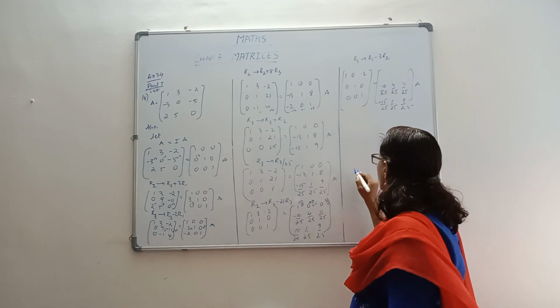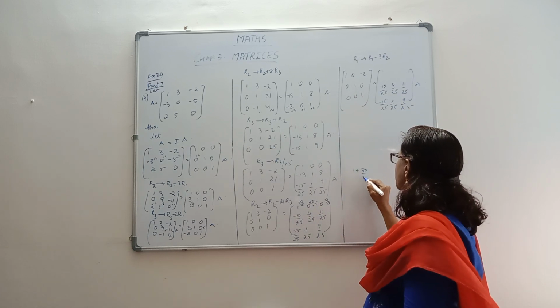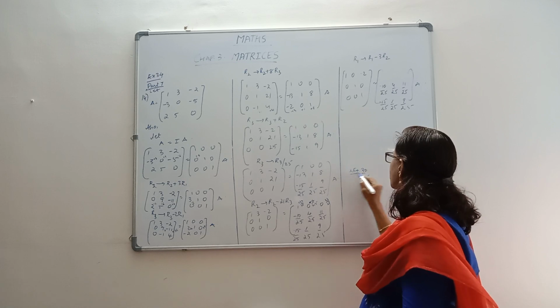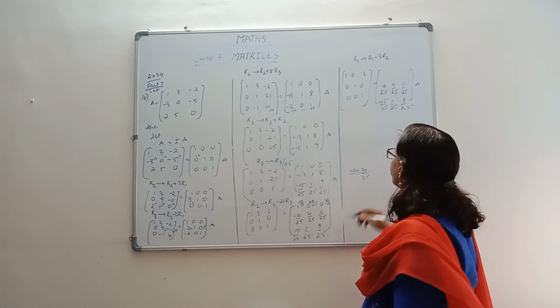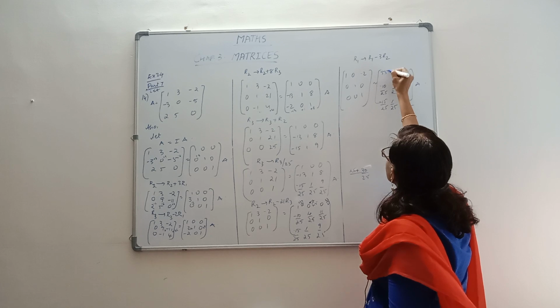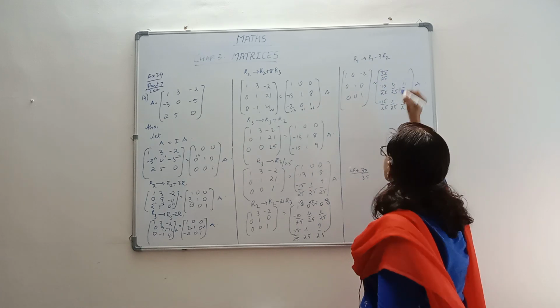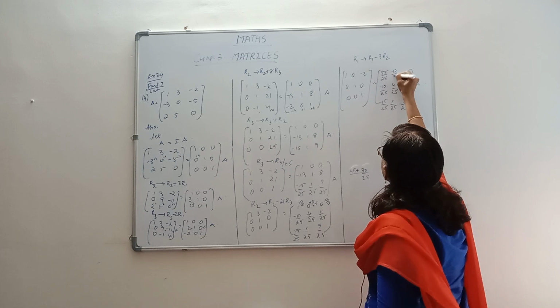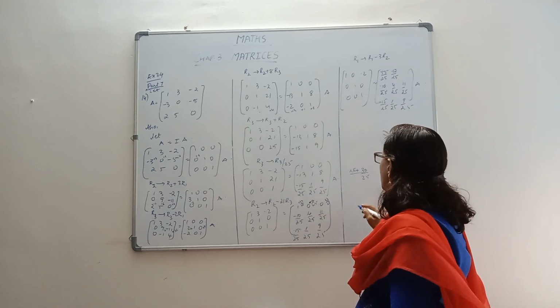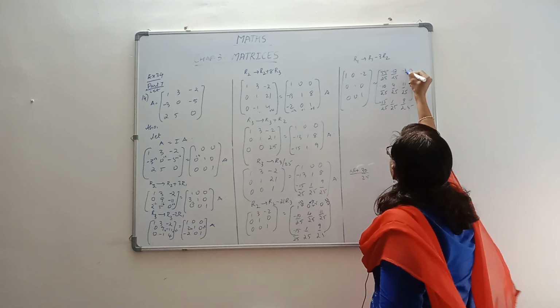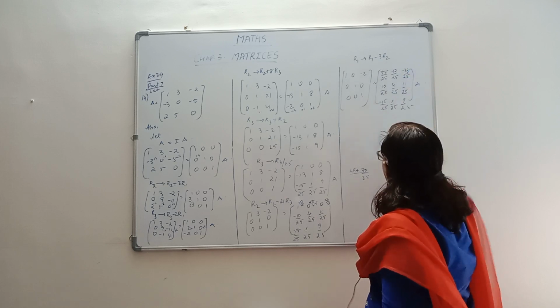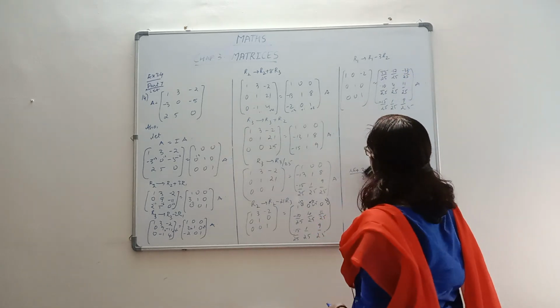Now this is going to be how? 1 plus 30 by 25. So equalize, 25 by 25. So it will be 55 by 25, right? And this is going to be 0 minus 12 by anything. It's just minus 12 by 25. 0 minus 33 by 25 is minus 33 by 25. So that much is done.